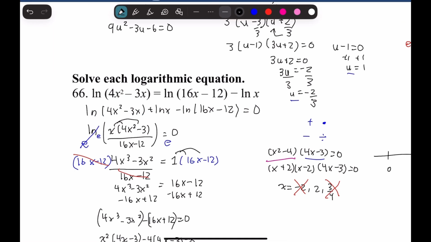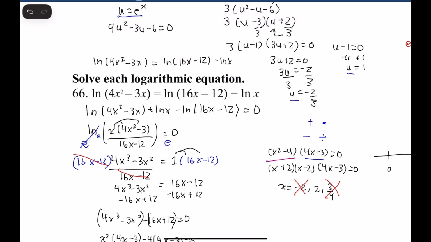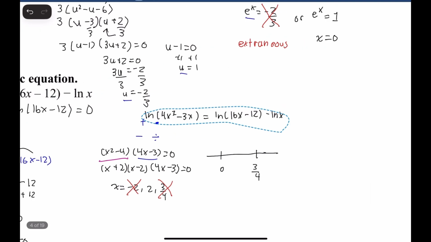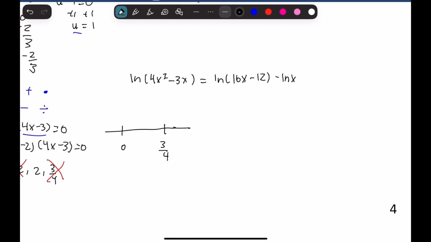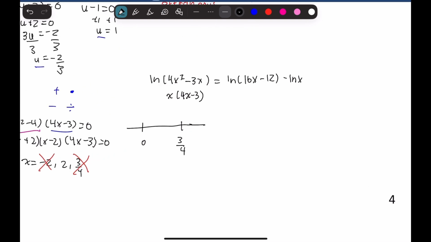Actually, let's just rewrite this here. So ln 4x. Here's what you're gonna do when you do these types of problems. Ln 16x minus 12 minus ln x. Basically, you see this right here, you're gonna have to take each of these, and then this factors down into x, 4x minus 3. That's the input, right? This is the input right here.